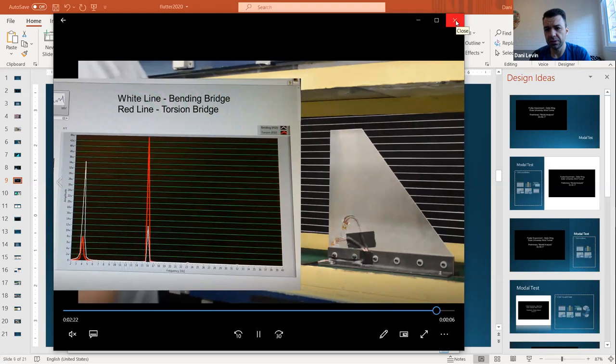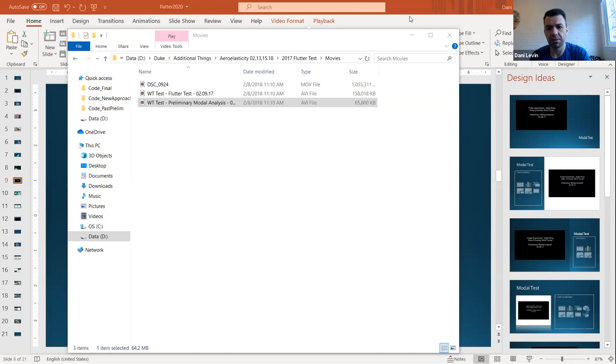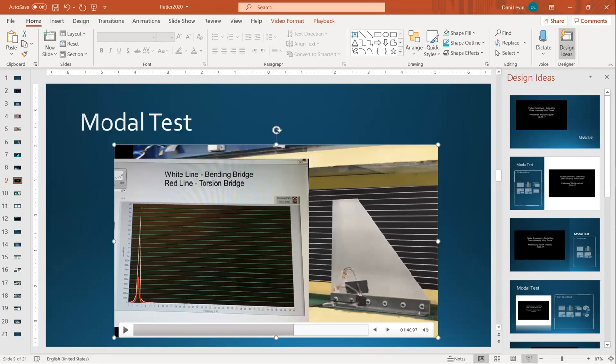Okay, let's close this. Sorry, can I ask a quick question? Yeah, sure. Which configuration did you use for the strain gauges? Because it's not too clear on the picture. I'm trying to see which angle they are at.